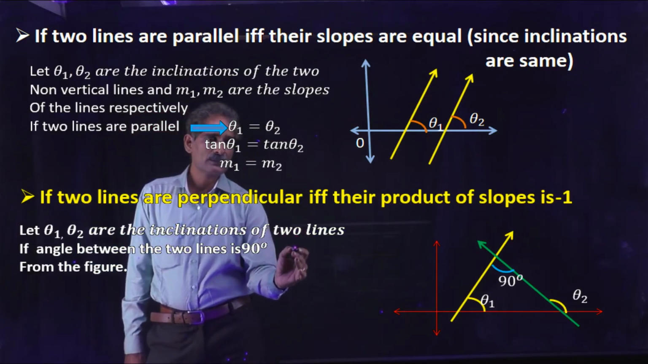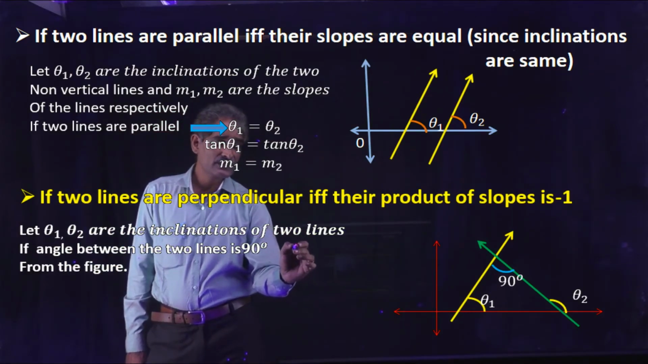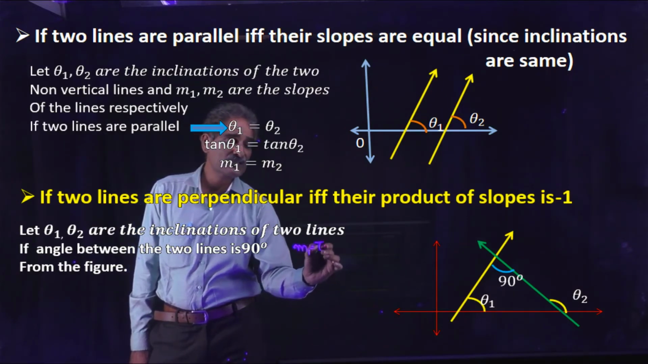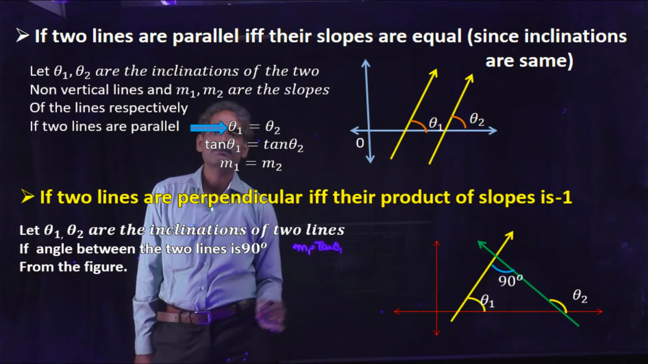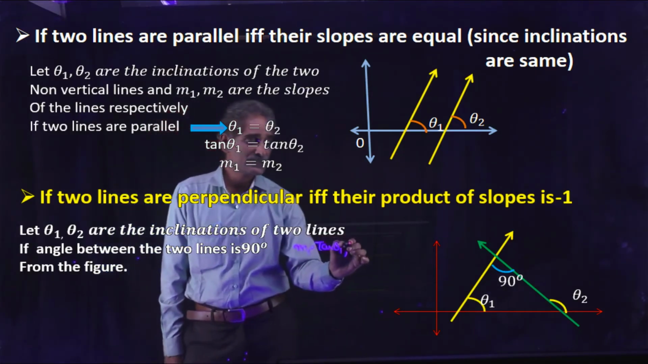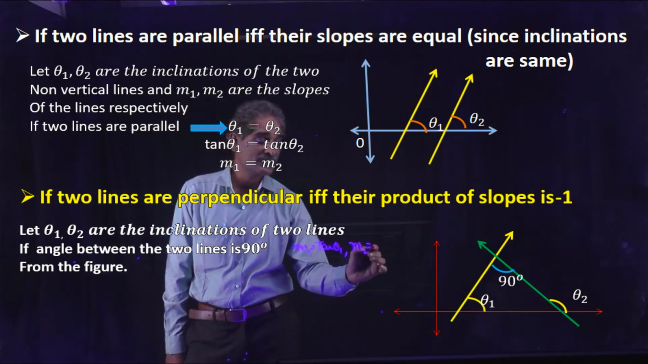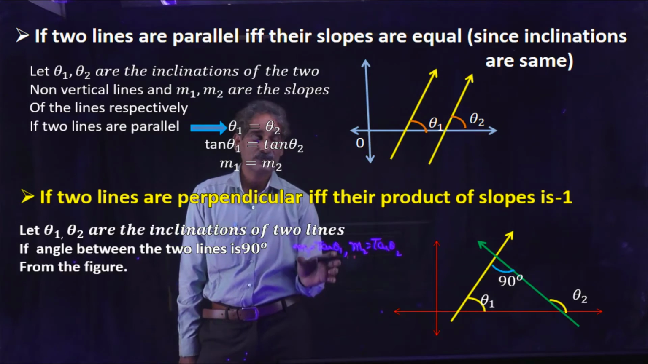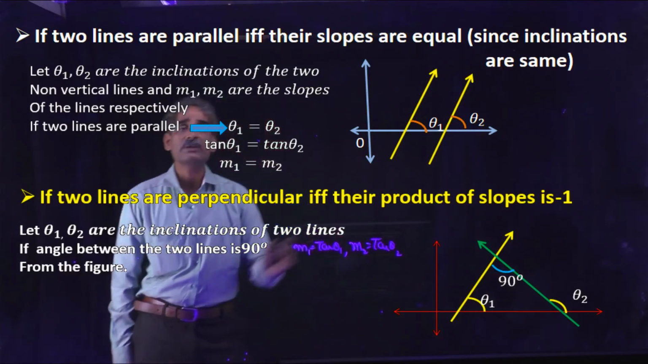Let us consider m1 be the slope of the first line, that is equal to tan of the inclination of this line, tan theta 1. And similarly, m2 be the slope of the second line, that is equal to tan of inclination of the second line, tan theta 2. Okay, these are the relations between slopes and inclinations.